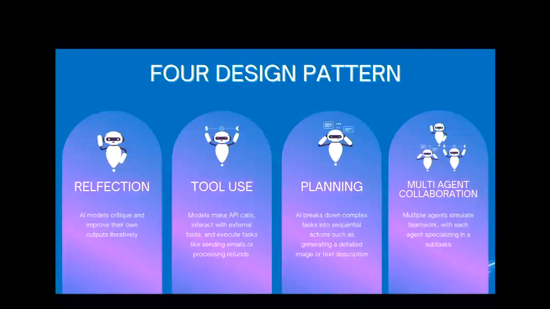There are four design patterns for agentic AI: reflection, tool use, planning, and, most important, multi-agent cooperation. All these enable intelligent systems that are able to think, act, adapt, and cooperate effectively to achieve a bigger goal.